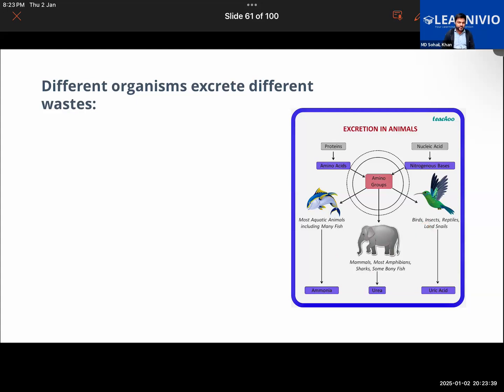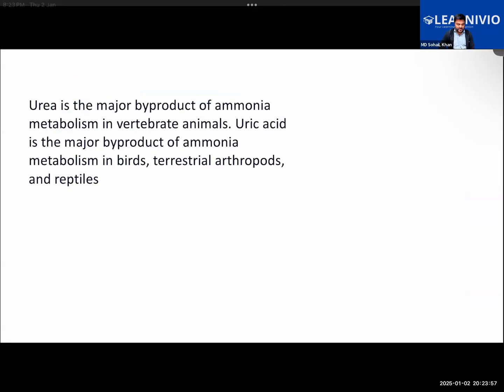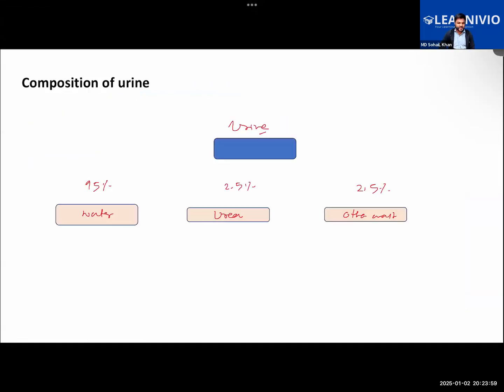Frogs also have urea in their waste. A frog is an amphibian, no? So that also has urea in its waste, while most of the aquatic fishes have waste that mainly contains ammonia. So we see that different organisms have different kinds of waste.